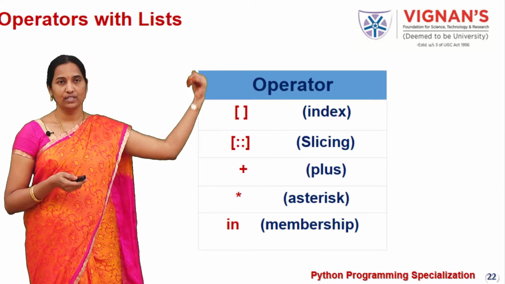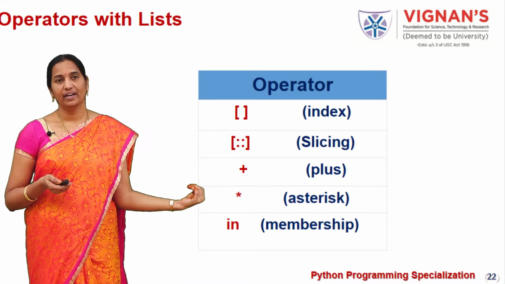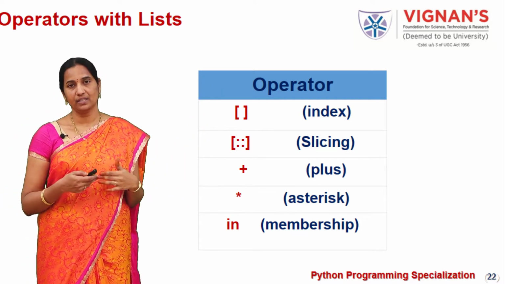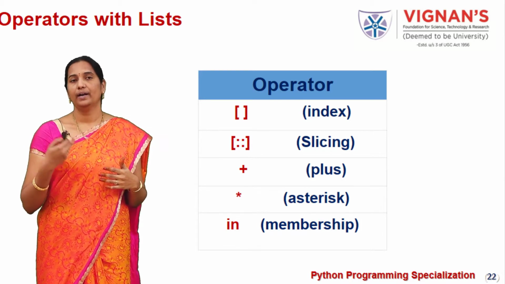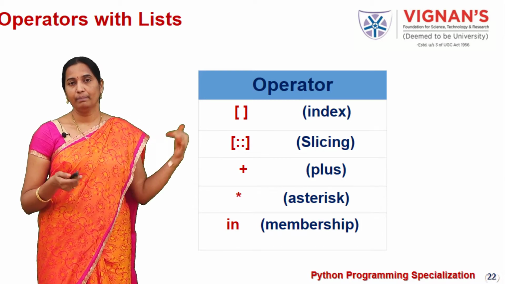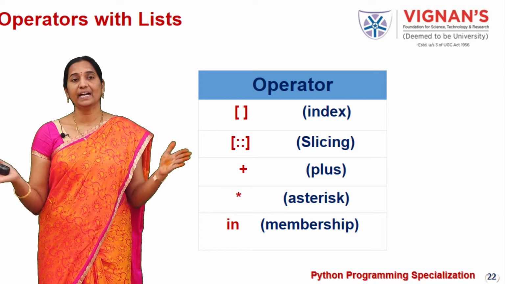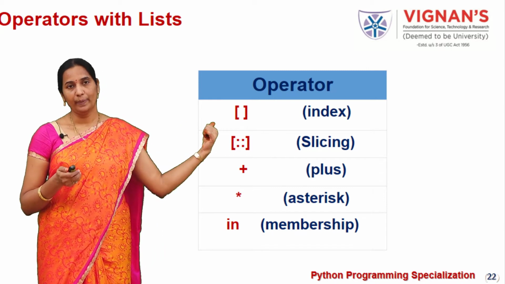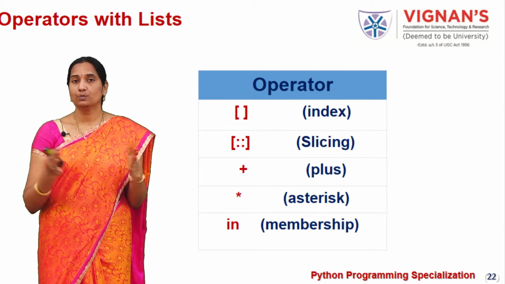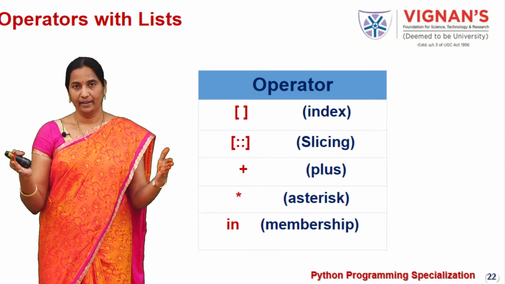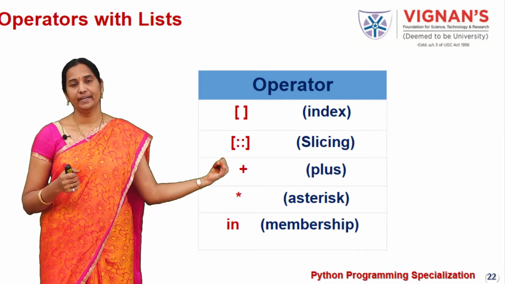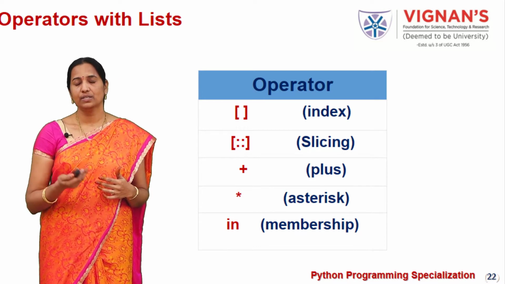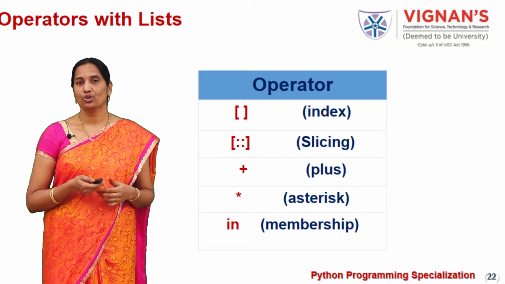So, these are the various operators that can be used on a list. We have already seen the index operator and the slicing operator to access a single element or multiple elements from the list. Then plus is the operator which is used to concatenate multiple lists and get a single list. Asterisk is the operator which is used to repeat a specific list n number of times. Then in is the operator that allows us to know the membership of an element. It tells us whether the element is present in the list or not.